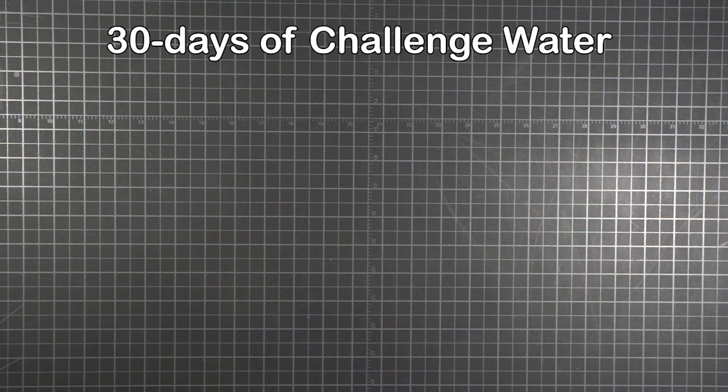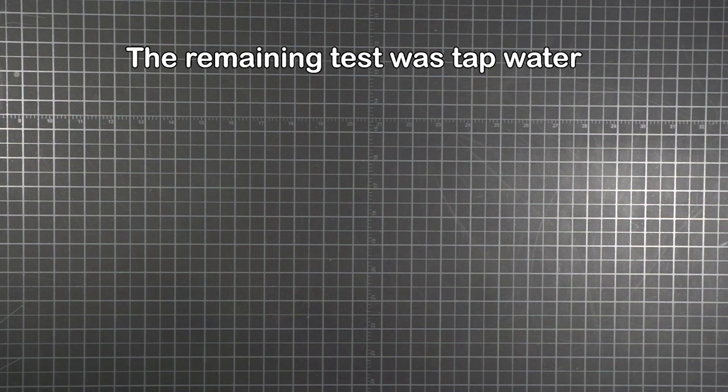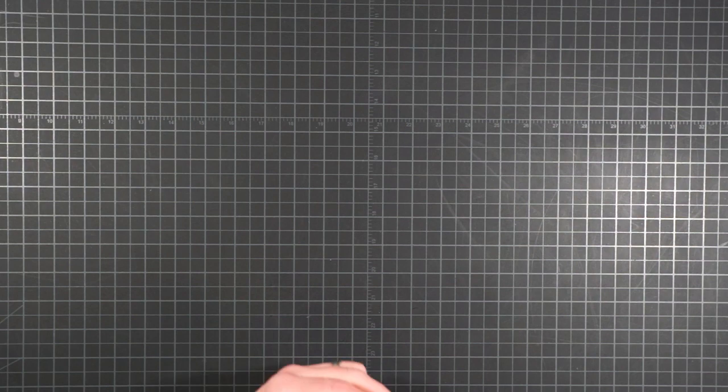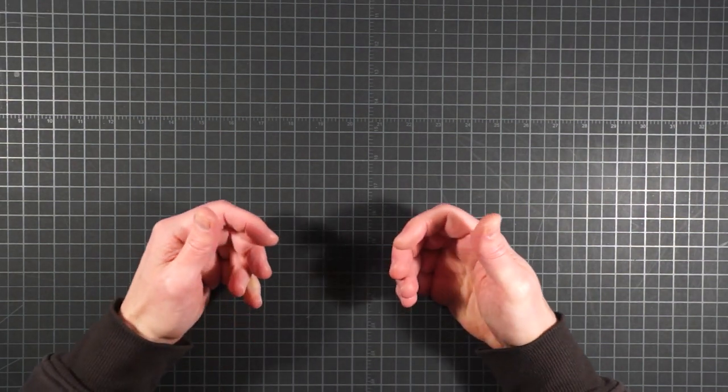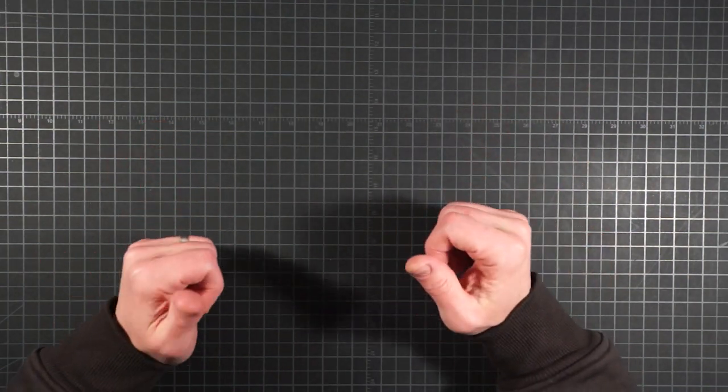The year of water used in the Sawyer flow study included 30 days straight of challenge water, defined by the World Health Organization as containing high solids, turbidity, hardness, and salts. But the rest of it was tap water. And while not all your field sources will be as bad as challenge water, it may also never be as clean as tap. So the applicability of their 230,000 liter results to actual wilderness use remains an open question.